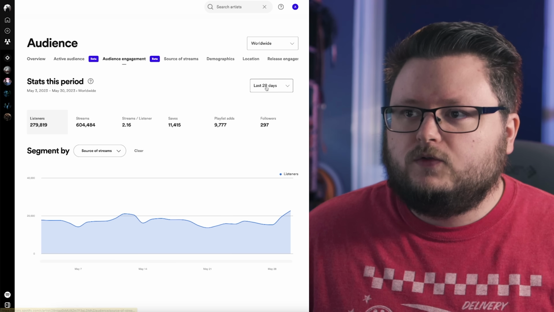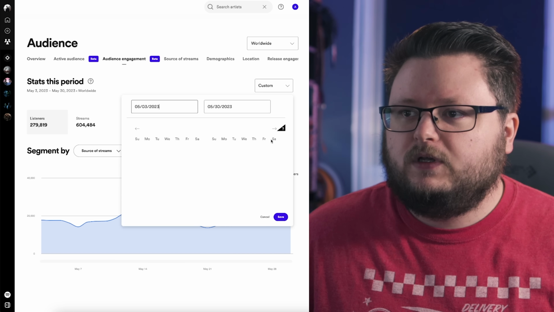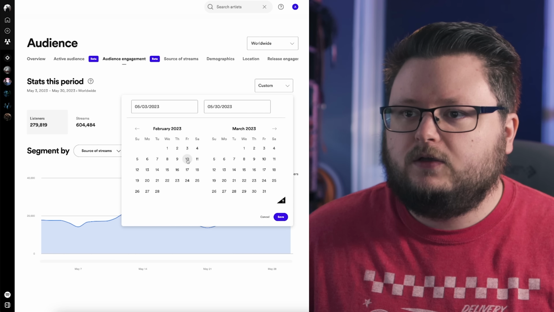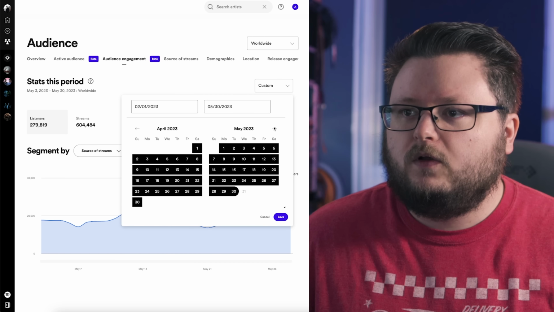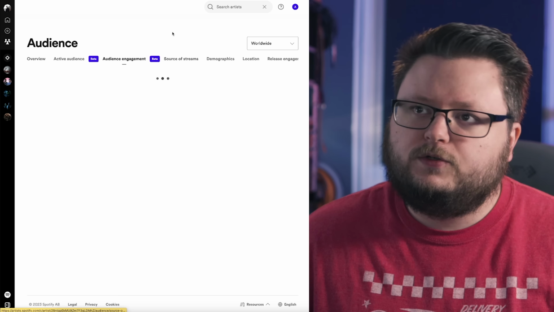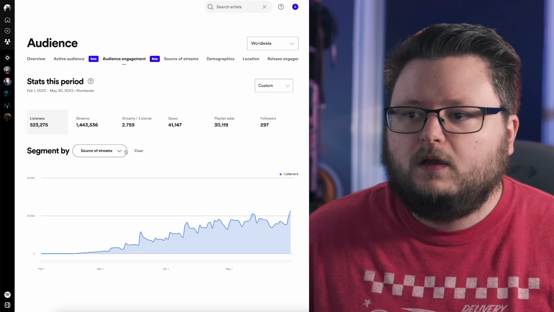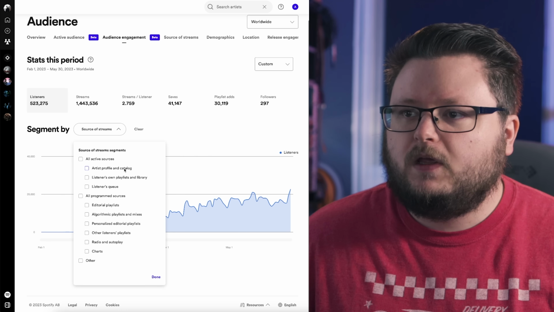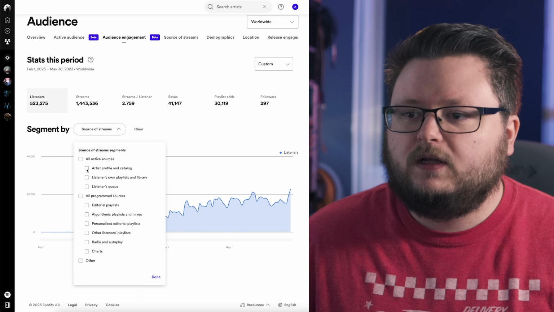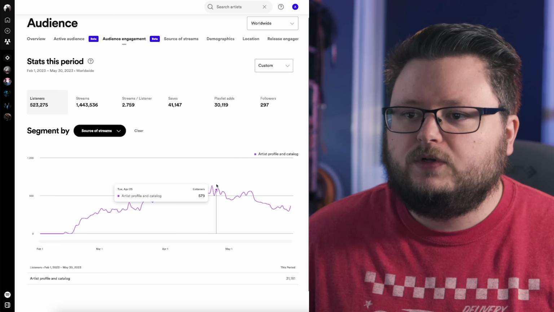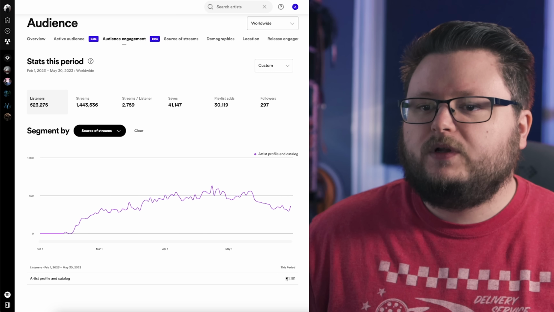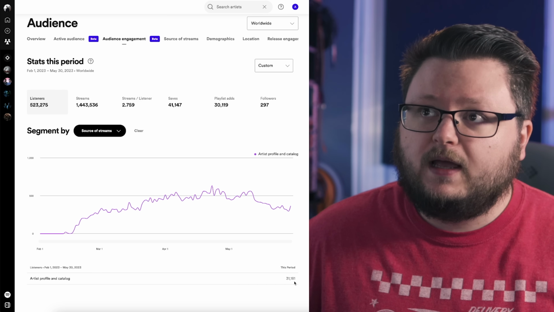If I go over here, there's a couple of cool things we can do. If I look at a custom time period, I'll just do from February all the way to today, or till the 30th, which was yesterday, I can go to the source of streams. And we're going to click on artist profile and catalog. What we're going to see here is there were 31,000 streams directly from artist profile and catalog.